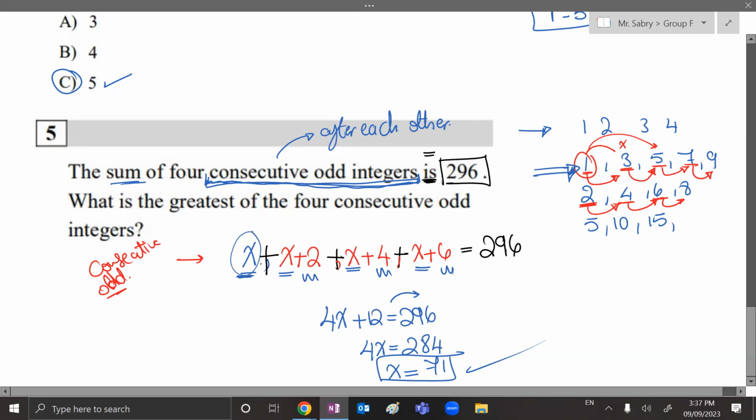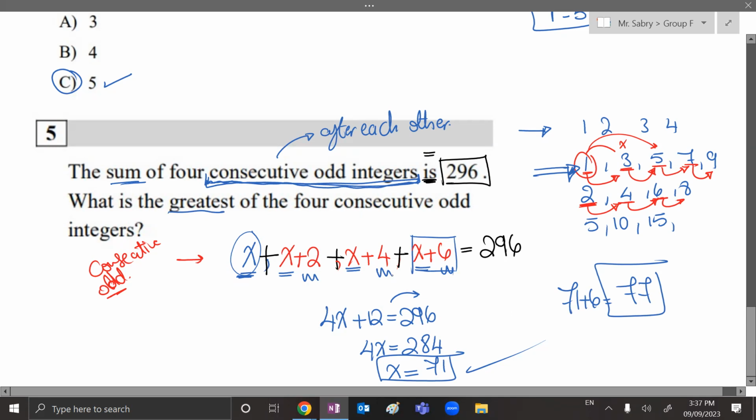If I needed to find the biggest, it would become x plus 6. Is that correct? So you substitute 71 plus 6, and that's 77. This is the greatest out of those 4 odd integers. Does that make sense? Yes, it does.